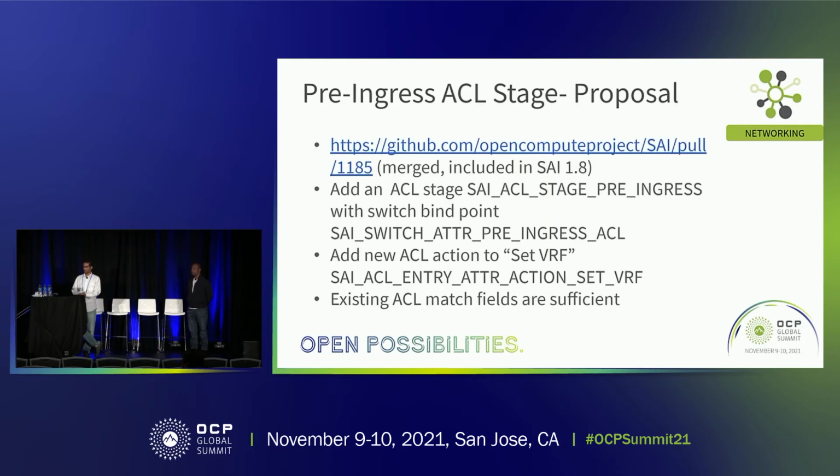So this was the PR that we got merged in SAI 1.8. We essentially added an ACL stage called pre-ingress, which has a switch bind point attribute, and we added a new action called set VRF, and all the existing ACL match conditions sufficed for us. As Jay was mentioning, set VRF action is just a start. If there are more actions that make sense for this pre-ingress ACL stage, they can be easily added on.